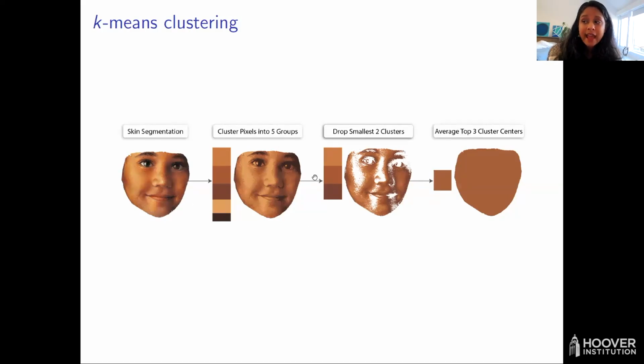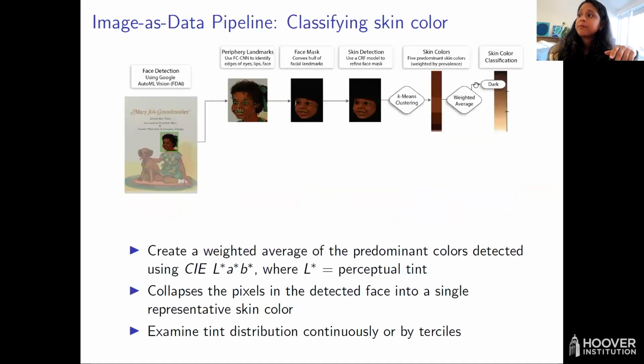We take a weighted average of the remaining 3 clusters, and that weighted average is going to give us an estimate of the remaining perceptual tint that is there, and that gives us the representative skin color for every single face that we detect in our sample. And there we're going to actually get 2 different measures of skin color. We're going to get this continuous measure from 0 to 100, but also, when people look at faces, they don't say, I think you're a 62 or a 38. They're really thinking about it in terms of the emoji scale.